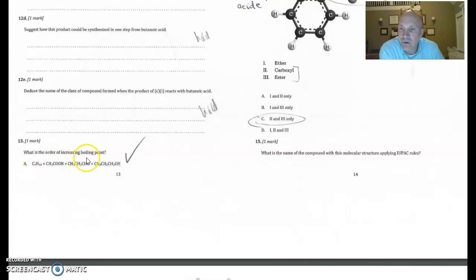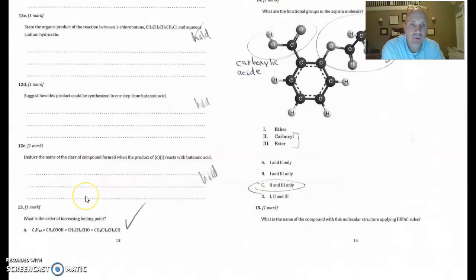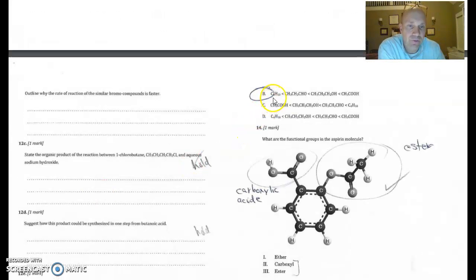For this one, order of increasing boiling point. All right, so you want to start off with the lowest boiling point first. Okay, so first we're going to start off with the pure alkane, no hydrogen bonds, no polar bonds. London dispersion forces is the only force, and that's a relatively weak force.